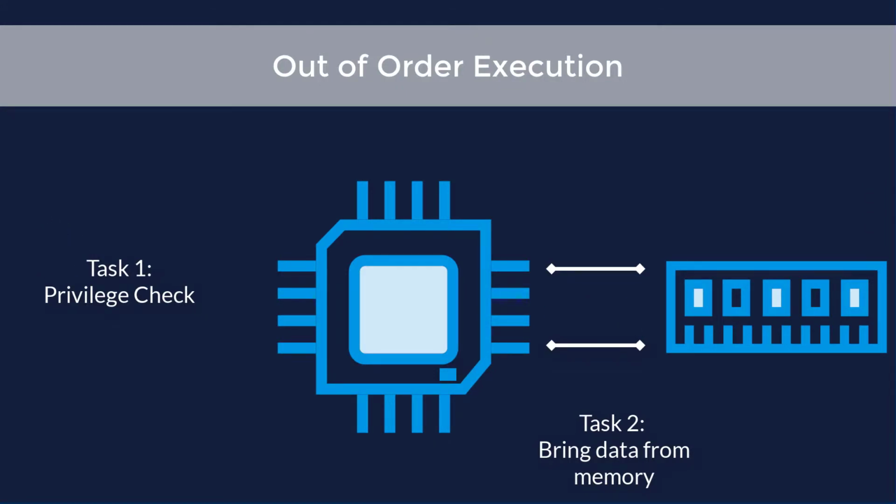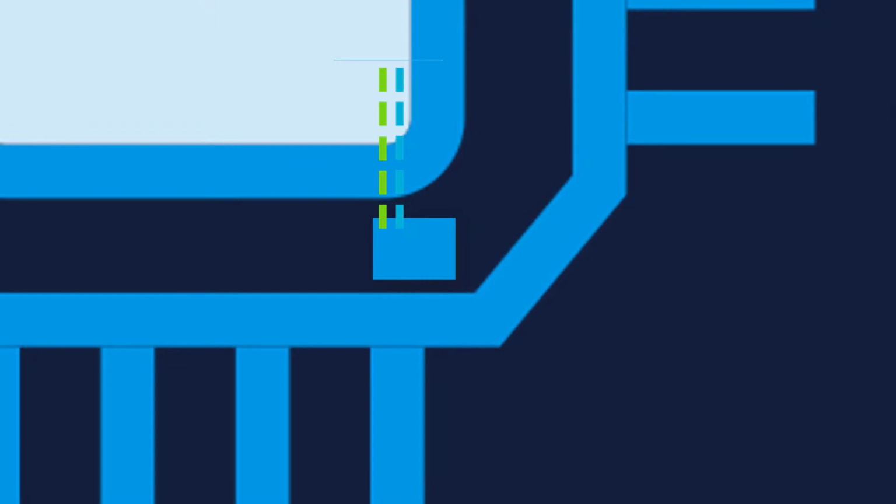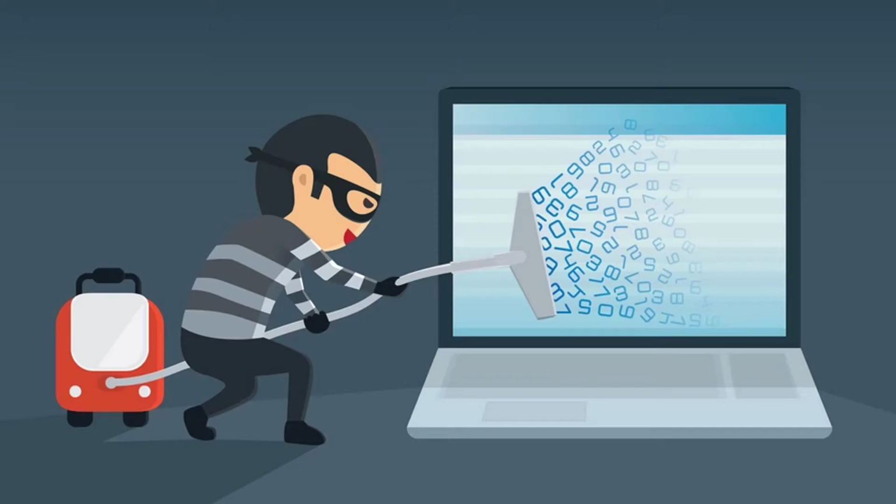When the privilege check finishes and fails because the hacker's program does not have access to the data, that data is then thrown into CPU cache. Here, the hacker performs a side channel attack that allows him to retrieve the secret data from the CPU cache, which in some cases happens to be passwords, bank accounts information, credit cards information, and so on.